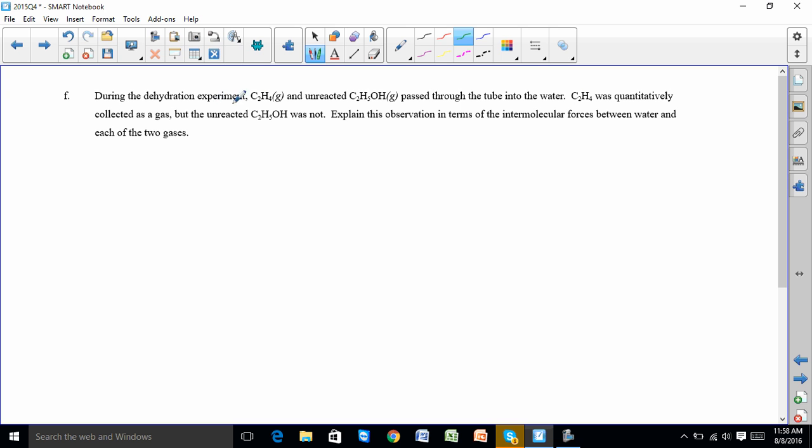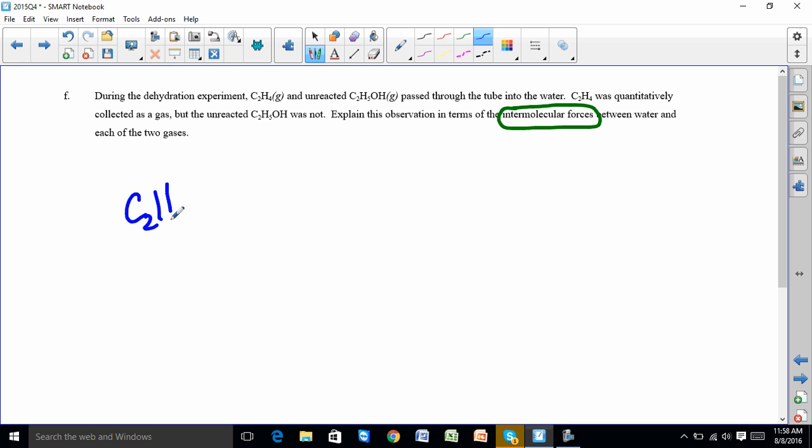Okay, during the dehydration experiment, C2H4 and unreacted C2H5OH passed through the tube into water. The C2H4 was quantitatively collected as a gas, but the unreacted C2H5OH was not. Explain this observation in terms of intermolecular forces. Okay, they love intermolecular forces. All right, so basically, a lot of times it's not a hard problem because you can't figure out what it's asking. Here's what it's saying.